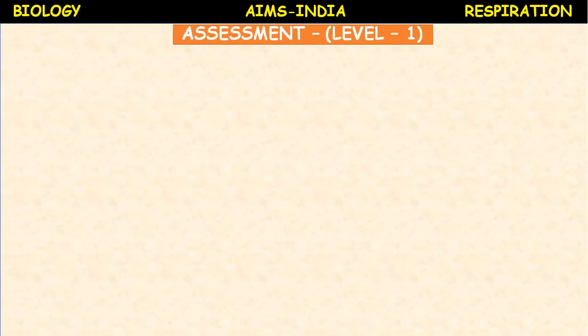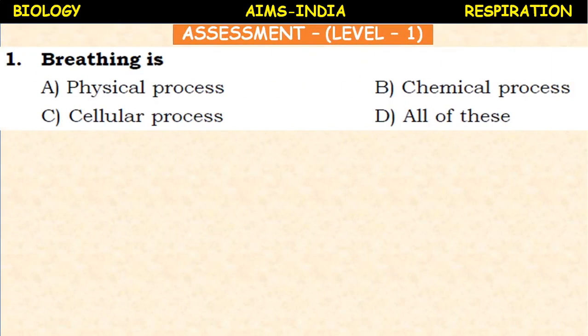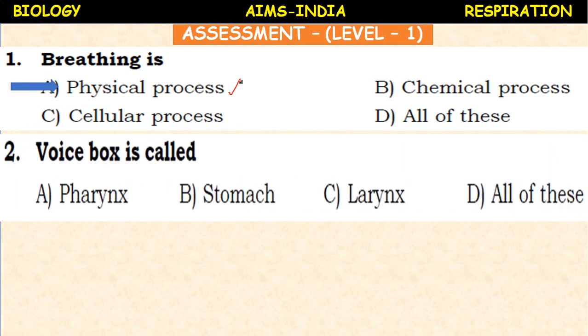Very simple. Assessment 1, level 1. Breathing is a physical process, chemical process, cellular process, or all of these. So breathing is which process? Physical process. It occurs in two stages. What are they? Inspiration and expiration. Inhale, exhale. So it is a physical process.